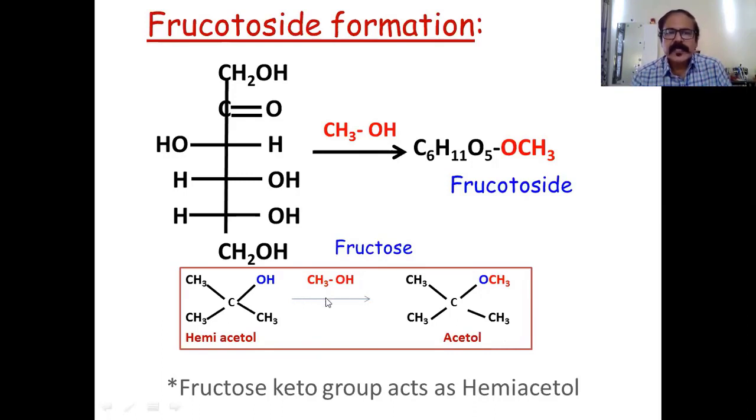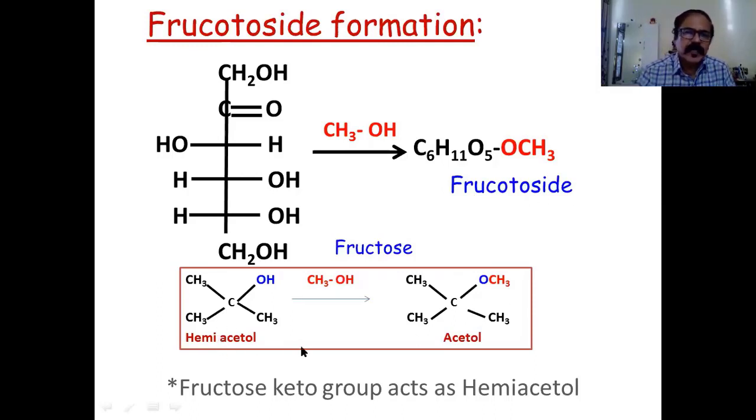A similar reaction takes place in fructose. Actually fructose doesn't have a hemiacetal group, but it acts as a hemiacetal and gives a fructoside. That means when we react fructose with methanol in the presence of hydrochloric acid, it reacts with only 1 mole of methanol. You remember that only 1 mole of methanol reacts with fructose, giving a fructoside, which is acting like a hemiacetal. So why is this happening?